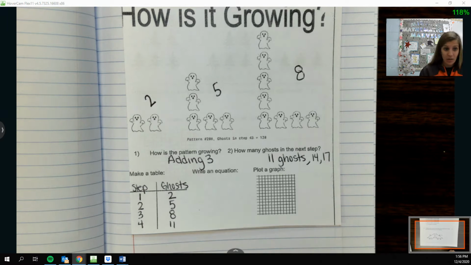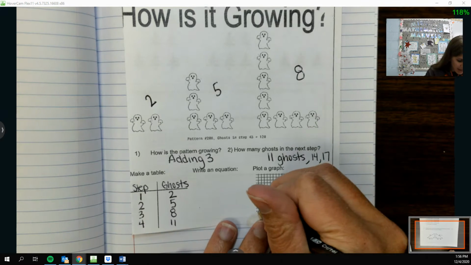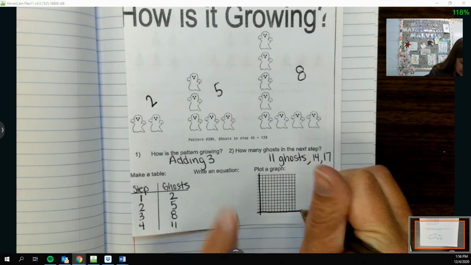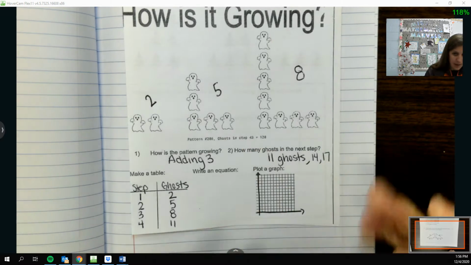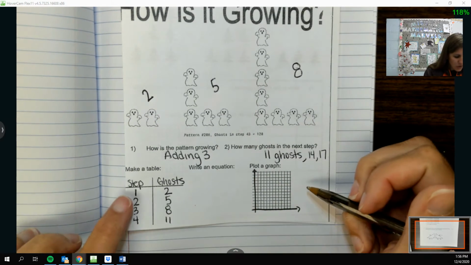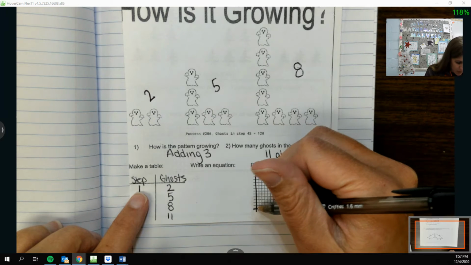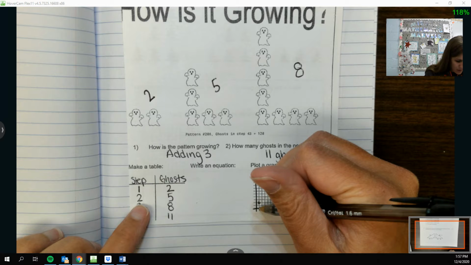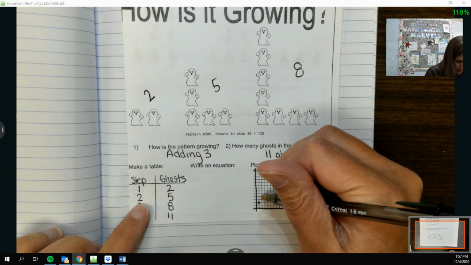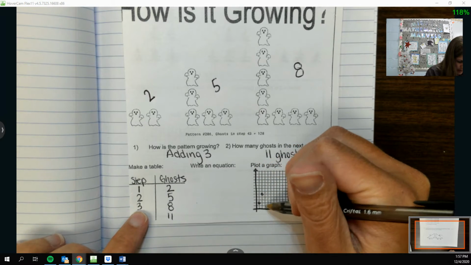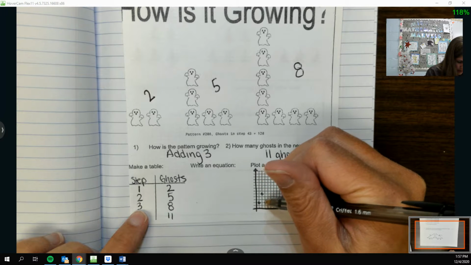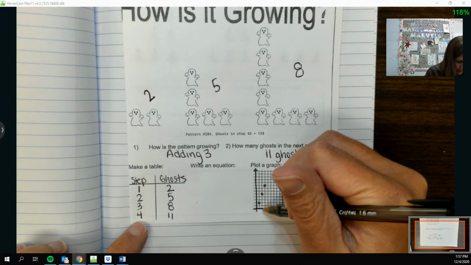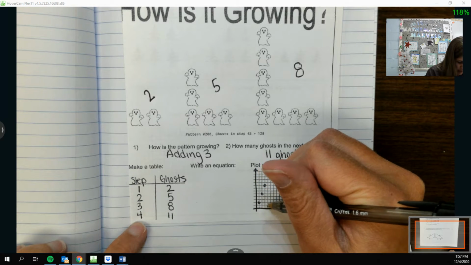Now, I can also write a graph. So I can plot this as a graph if I think about my X and Y axis. And I did skip an equation. I'll come back to it, I promise. So if I plot this point, I would go over 1 up 2, over 2 up 5, over 3 up 8, 1, 2, 3, 4, 5, 6, 7, 8, and then over 4, 1, 2, 3, up 11.